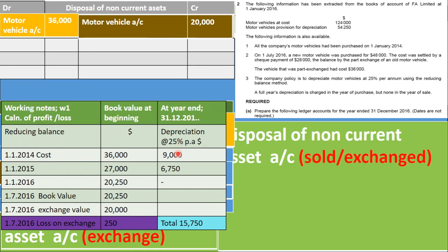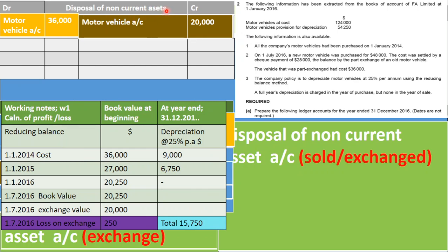Then we add up the total depreciation. If you add 9,000 and 6,750, you get 15,750 as the total accumulated depreciation on the exchanged motor vehicle. So the asset that was exchanged, total accumulated depreciation is 15,750 for all the years. Now how to record this? That's the question. We'll go back to the disposal of non-current asset.